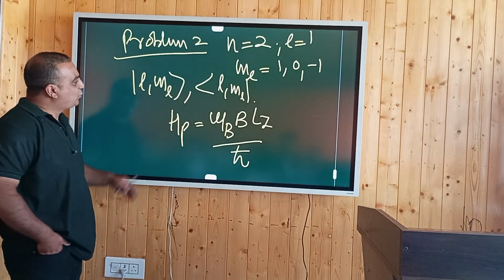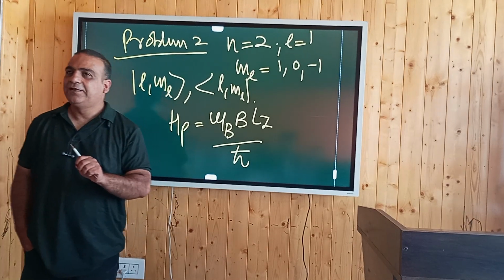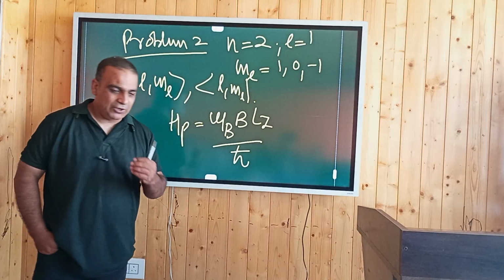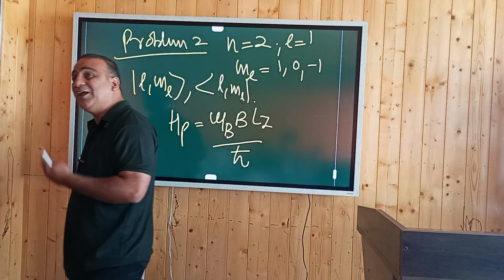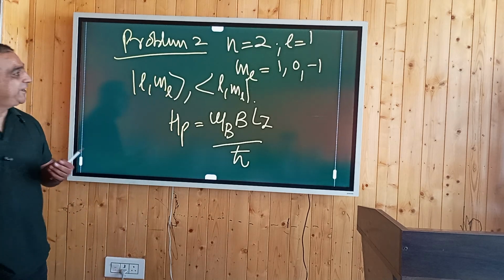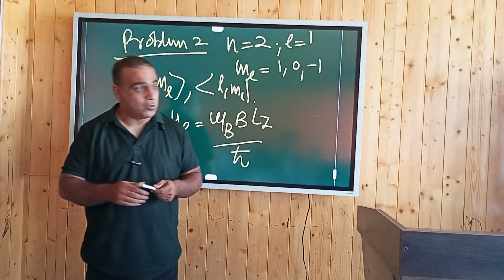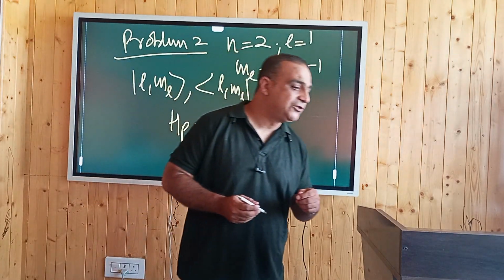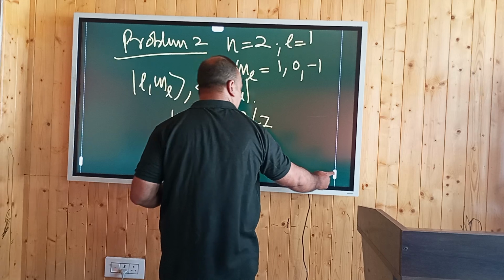Okay. So we have a problem here. We want to calculate the lifting of degeneration. How does this perturbation that we have introduced here, how does it work in our problem? So what will we do? Come on, how will we do this?